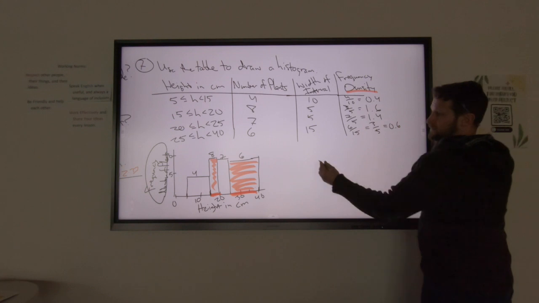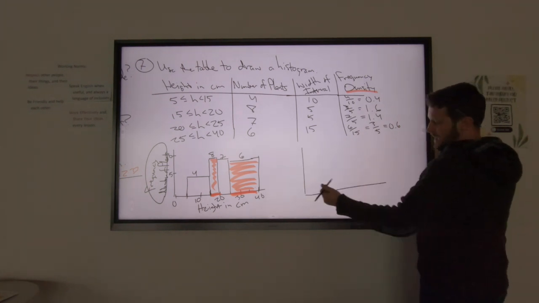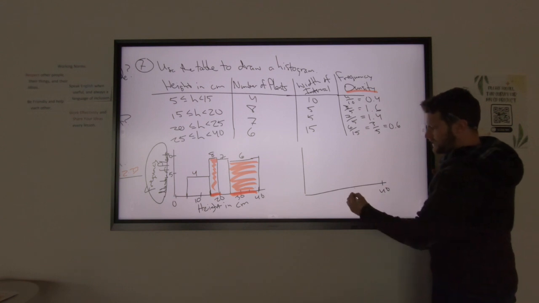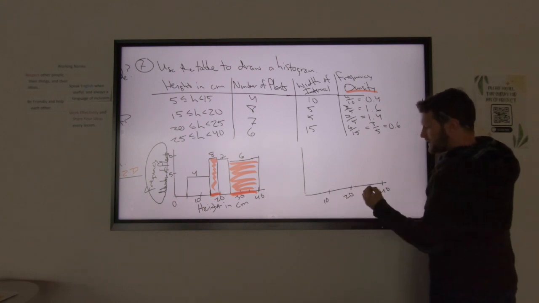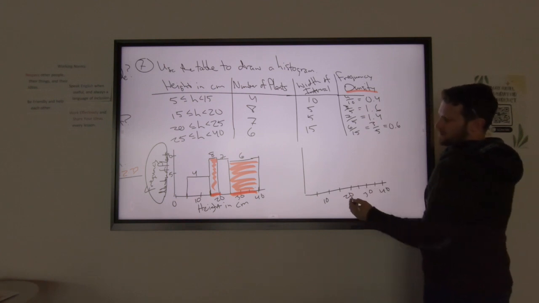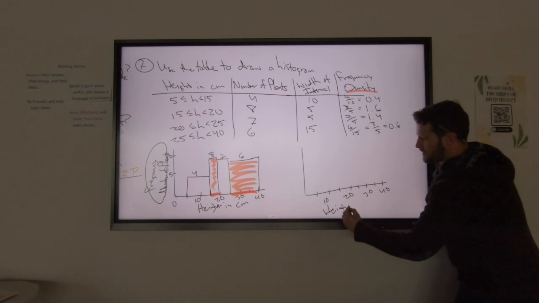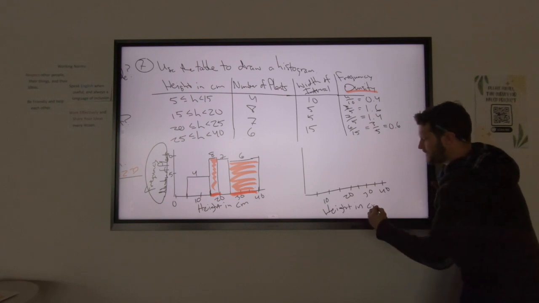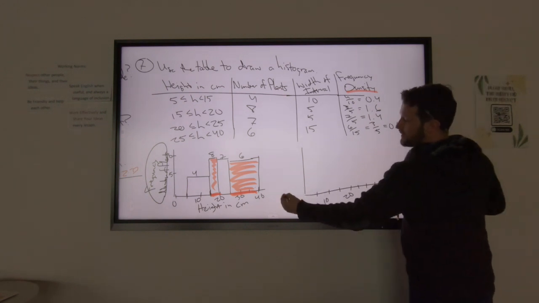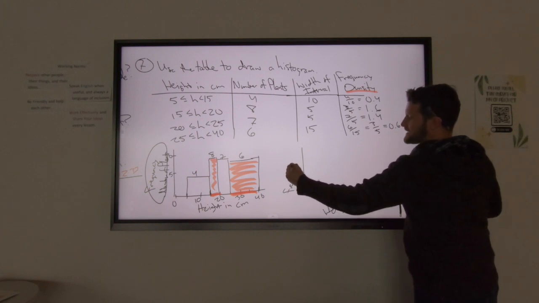So let's look at it. We have the same frequency, or the same heights. So I'm going to go up to 40. There's 20, 10, 30. Here's the 5s. Great. And I know I'm not perfect. This is height in centimeters. And then here I'm going to put frequency density.